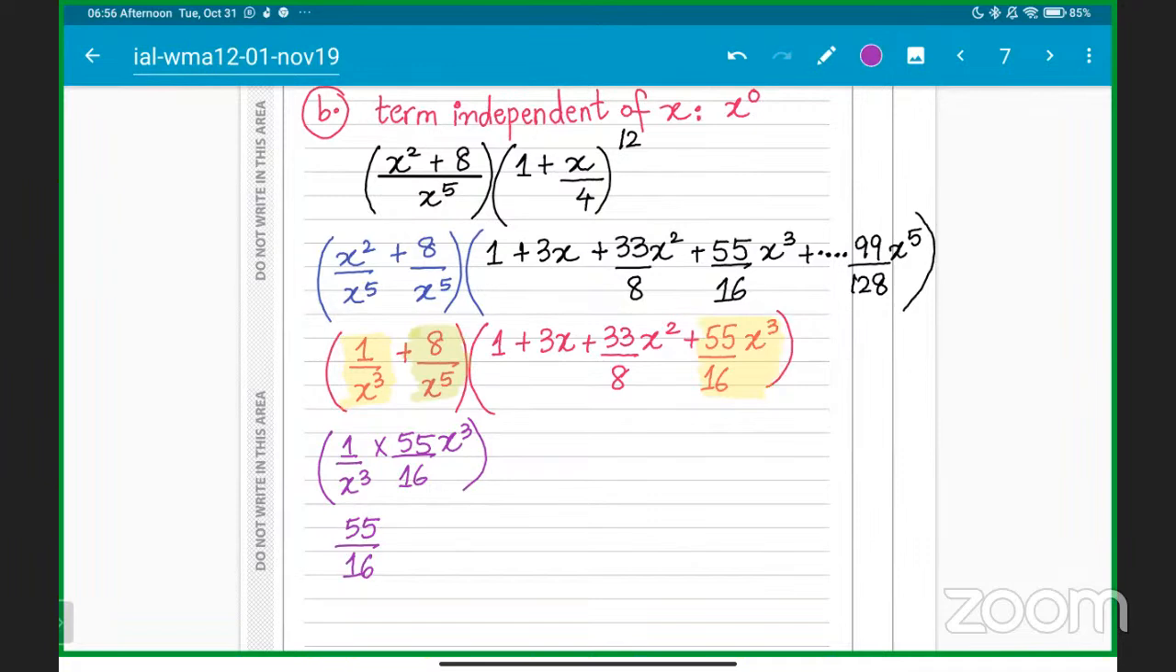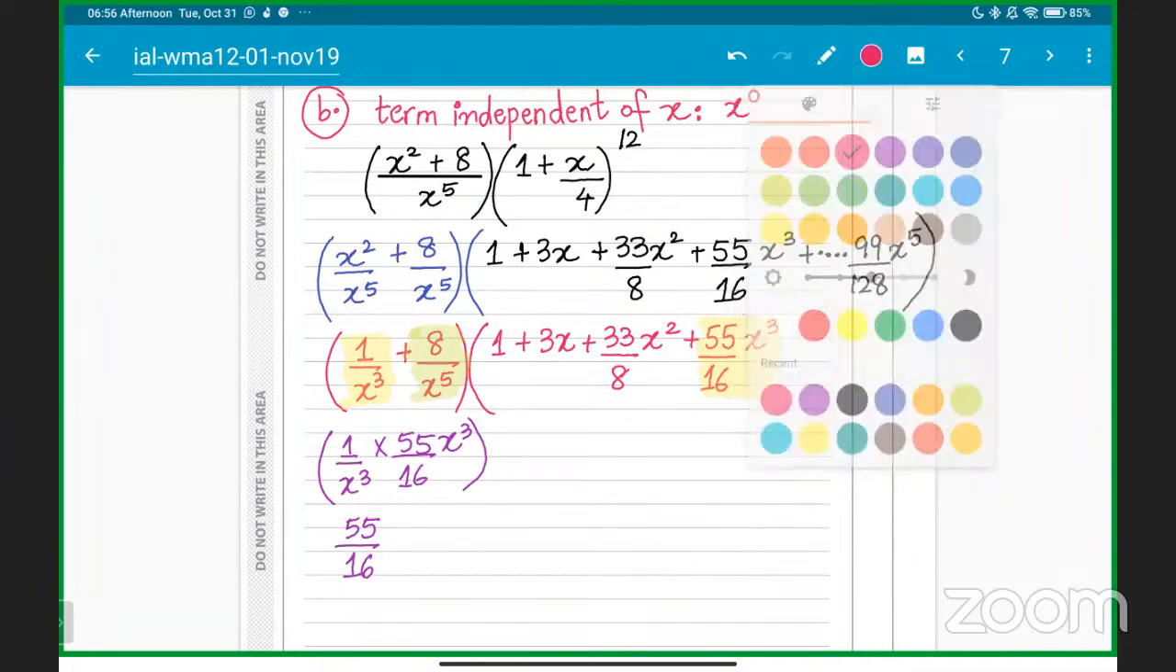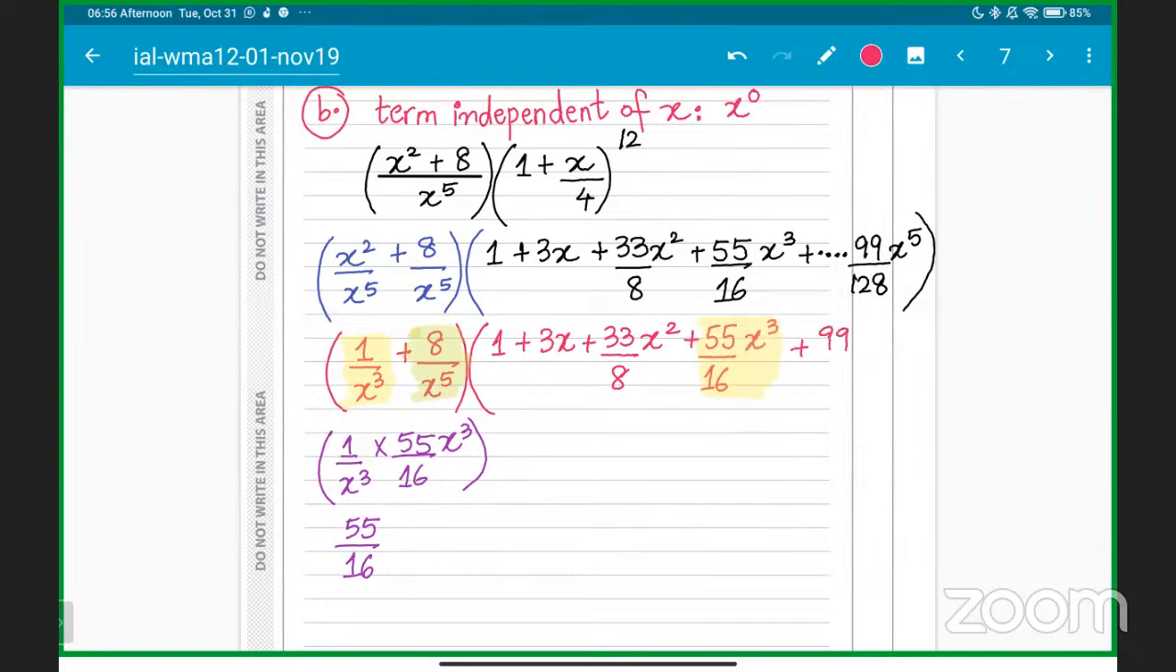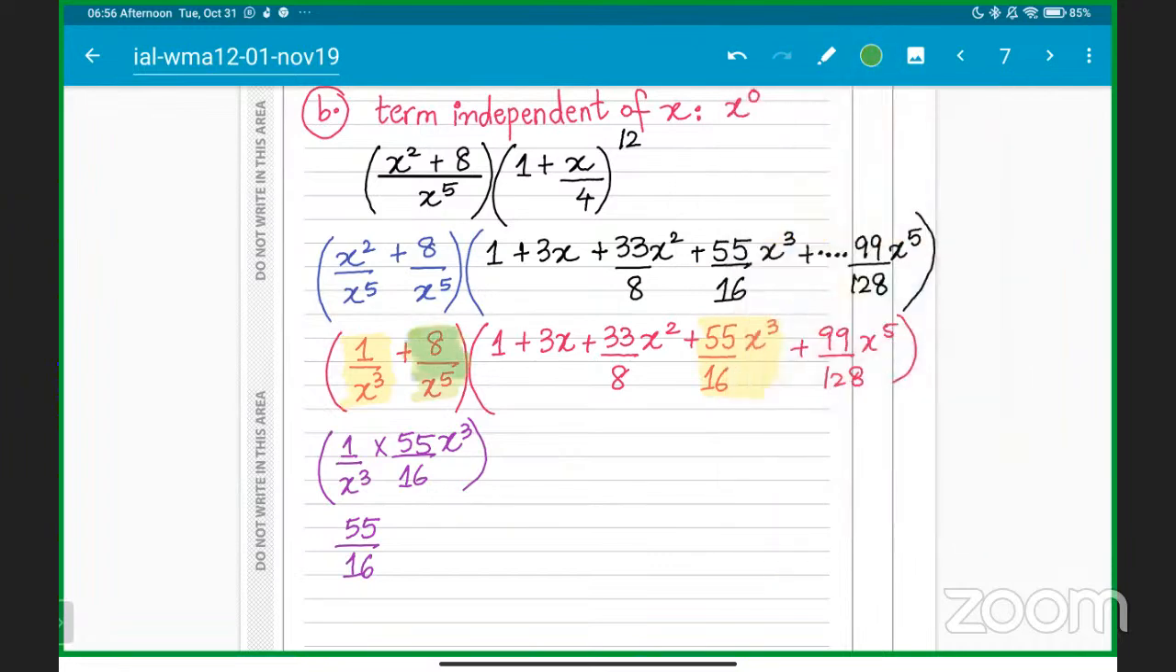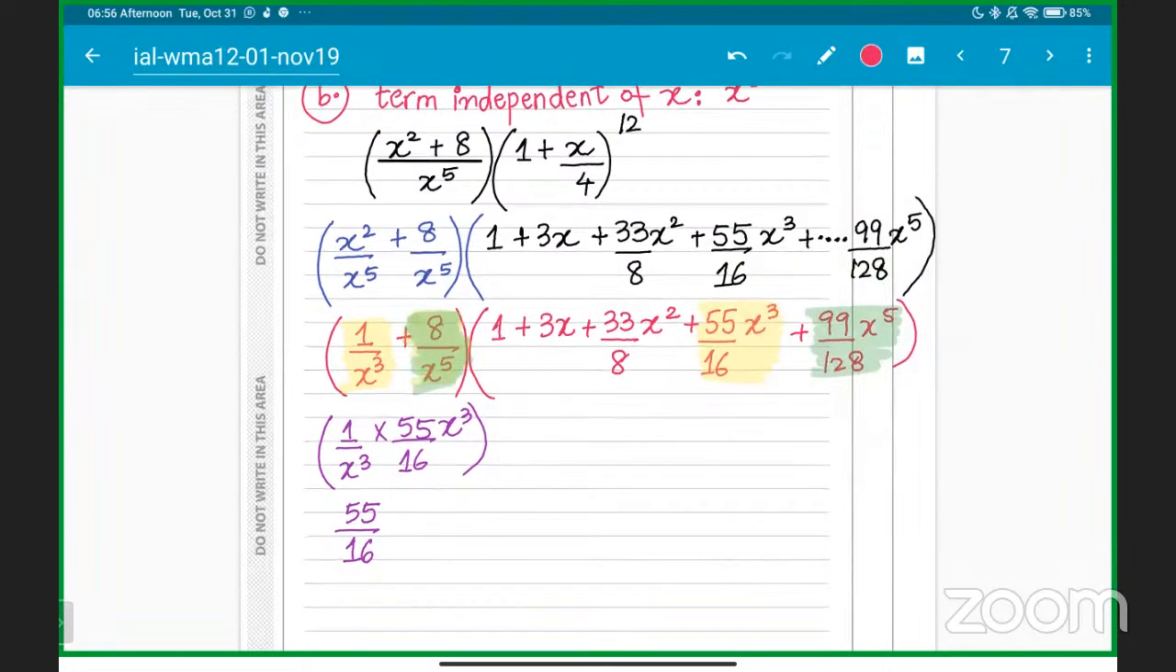We are going to multiply, so let me write it down in red color. We multiply this as well to get the power of x as 0, the independent term. Follow carefully the green color: 8 over x power 5, multiply this thing, which will also give us the term independent of x. These are the only two possible ways of multiplying that give x power 0. Hope everyone got this, and this question is solved.